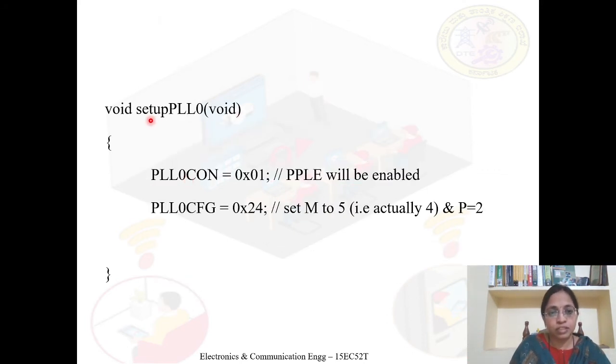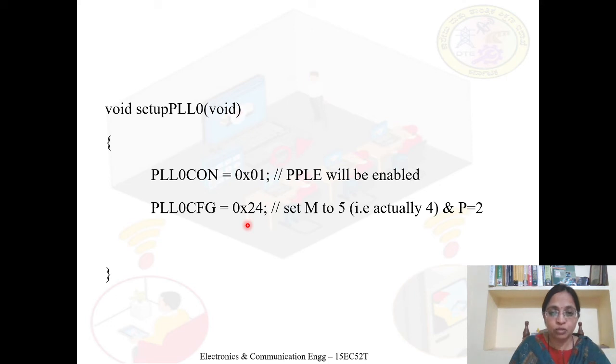The first one is the setup PLL function. This function is written to set up the PLL. As I told you in the beginning of the session, setting up a PLL means we have to enable the PLL and load the M value and P value into the configuration register. So we have 2 statements here. The first statement will enable the PLL and the second statement is for loading the M value and P value into the PLL configuration register.